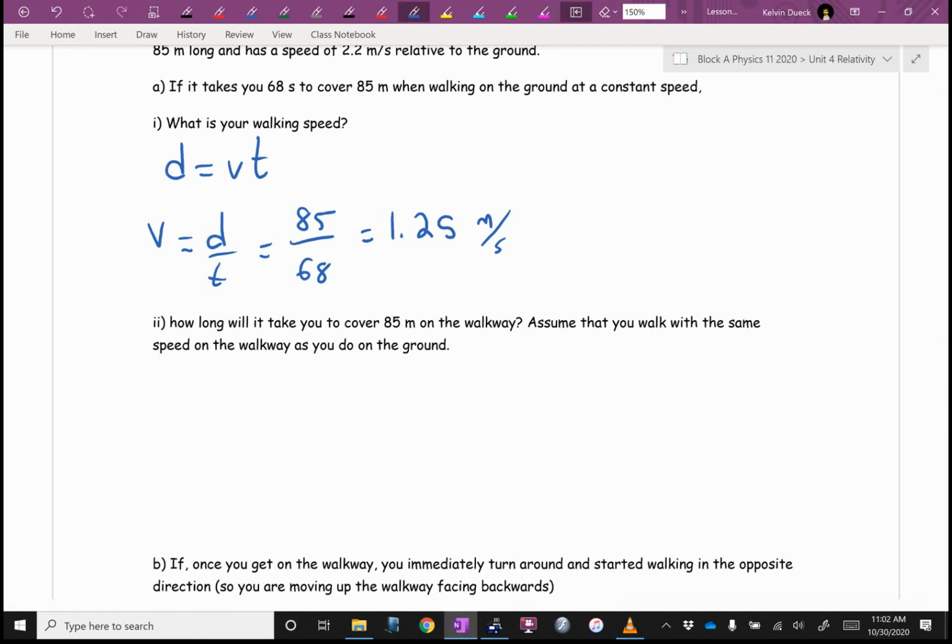I don't know. First of all, what's it asking you to find? Put your calculator down, Deegan. What's it asking us? Let's get organized. What's it asking us to find? What physics concept is how long will it take?